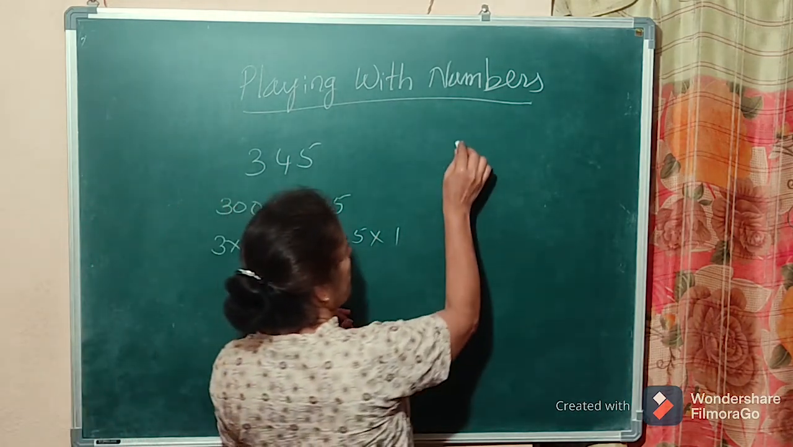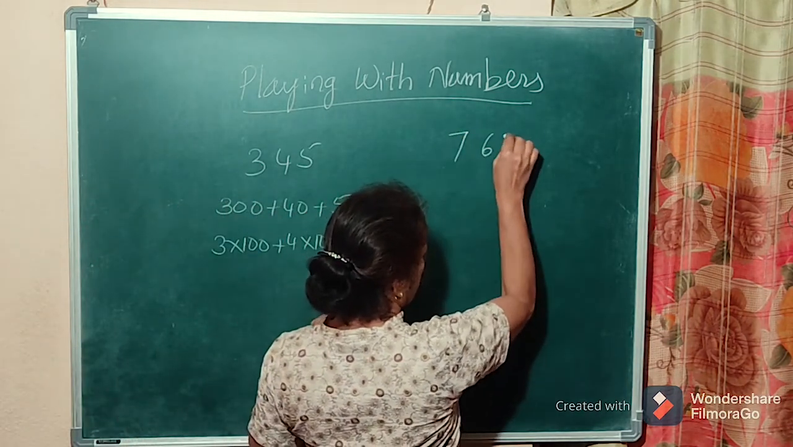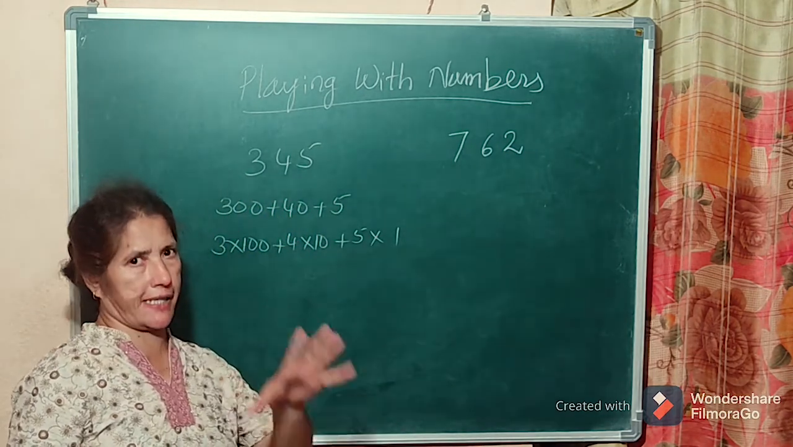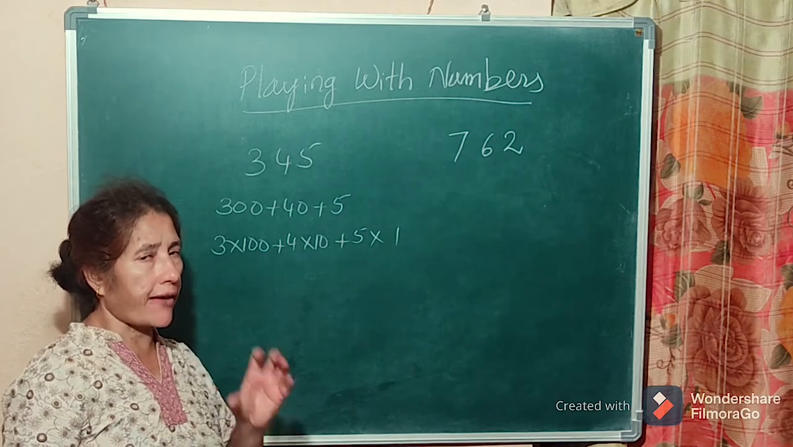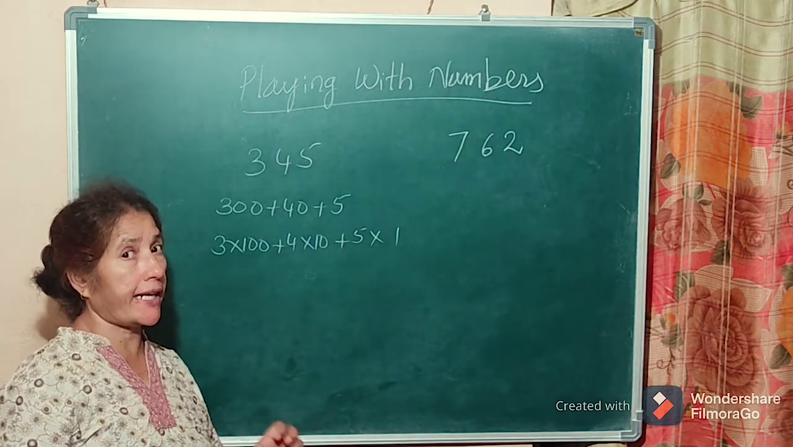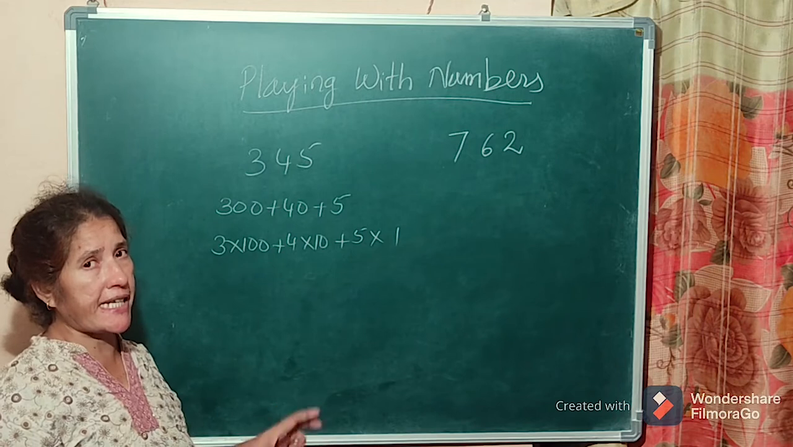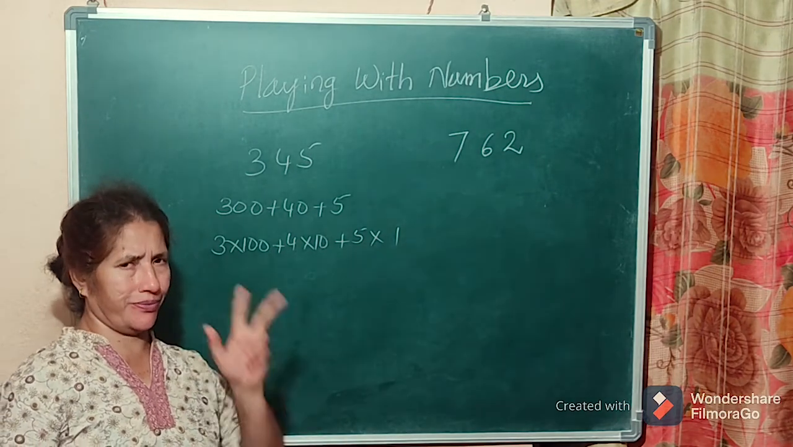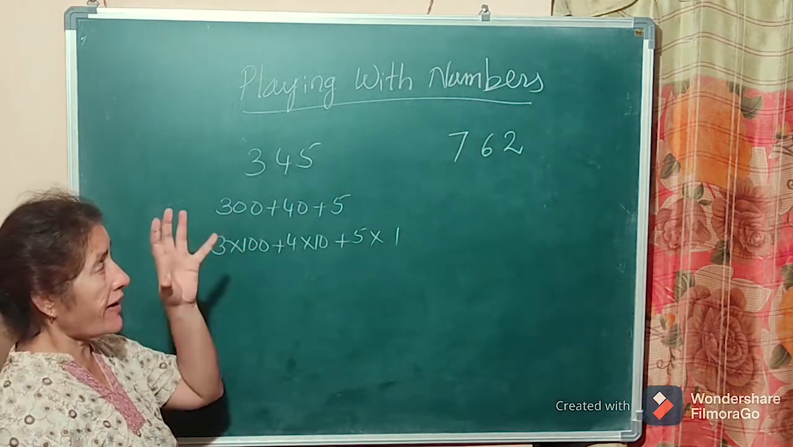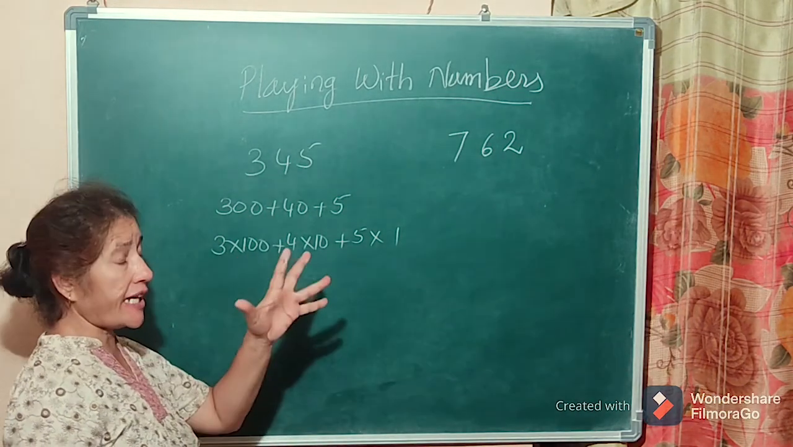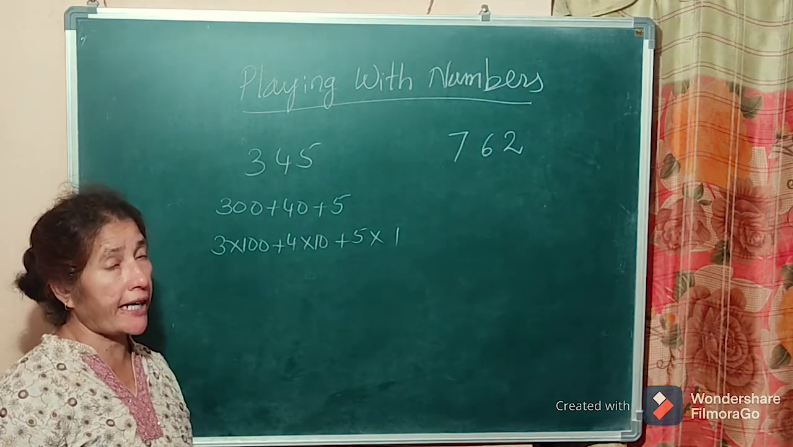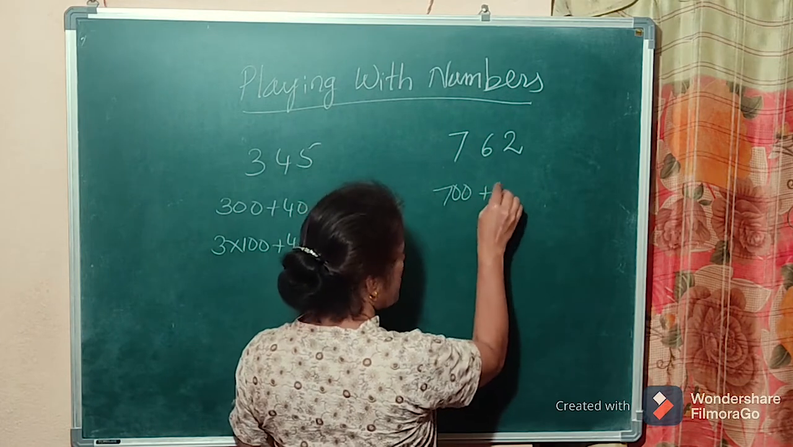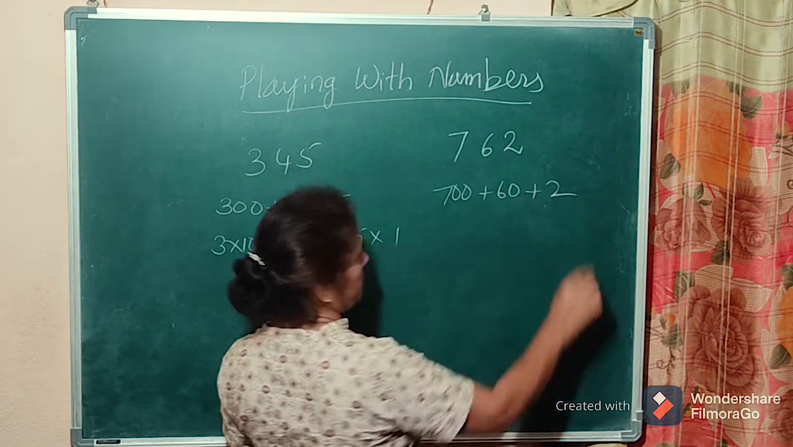Suppose here I go. How do you read this number? 762. How do I write? How do I read? 762. What are the digits? There are 3 digits. 7, 6, 2. Right? So, when I read 762, how do I write down in the generalized form? 700 plus 60 plus 2.